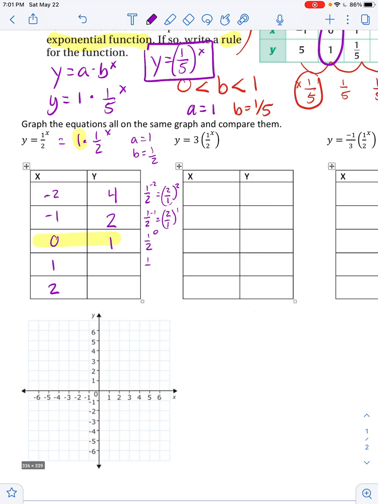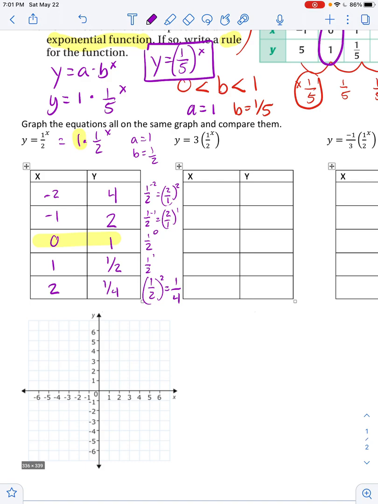And then here, they're asking me to plug in a power of 1. Well, 1/2 to the 1 power is just going to stay 1/2. And lastly, to the power of 2, that would square the top, which stays 1, because 1 times 1 is 1. And the bottom would be 2 squared, which is a 4. So these are the numbers that I'm going to be graphing.